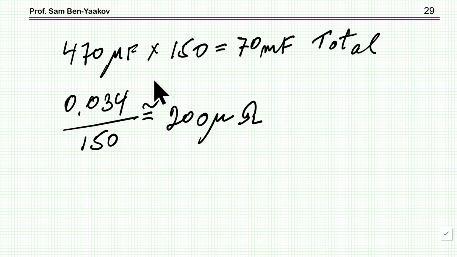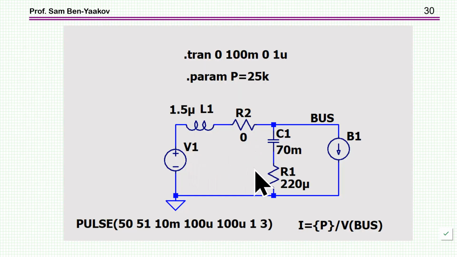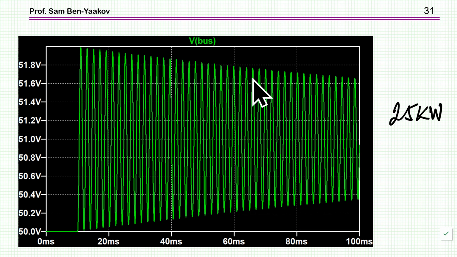I'm also calculating the total capacitance and the resistance for the parallel unit, which comes to 200 microohm. And here is the simulation, 70 millifarad, 220 microohm, with the same inductance. I'm running it now for 25 kilowatts, and you see that it is stable. Well, it's kind of close to instability, but it's still stable.